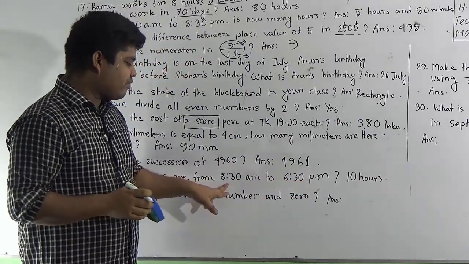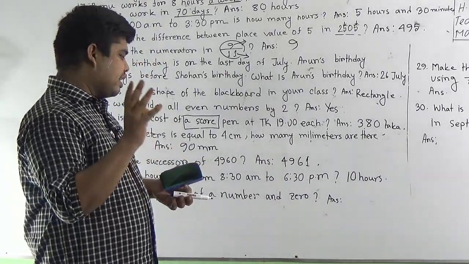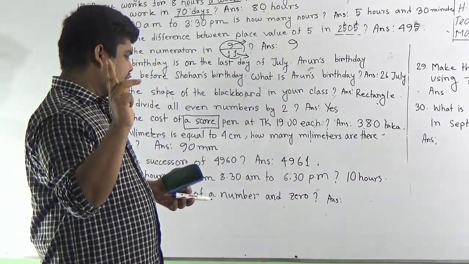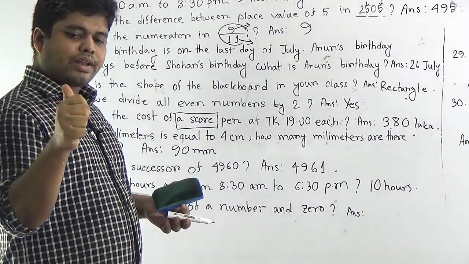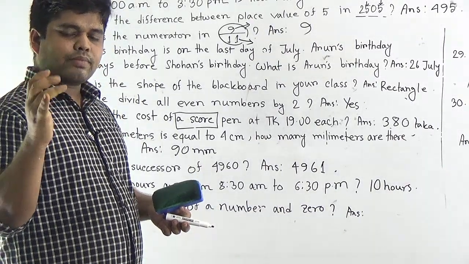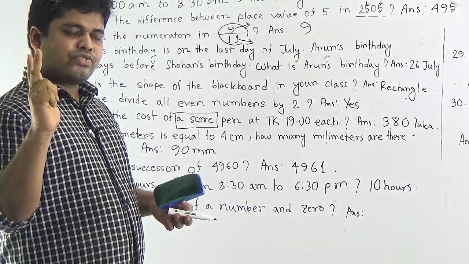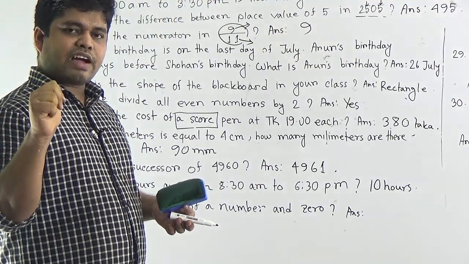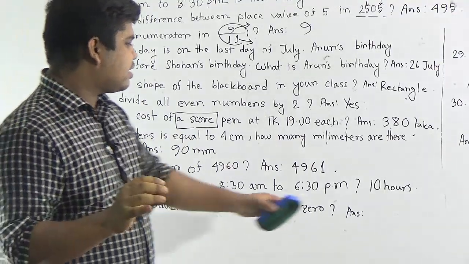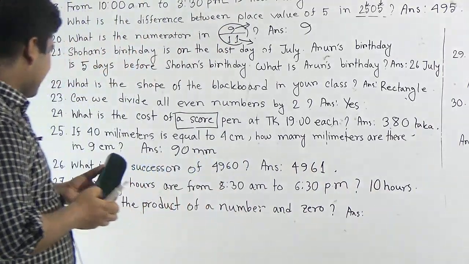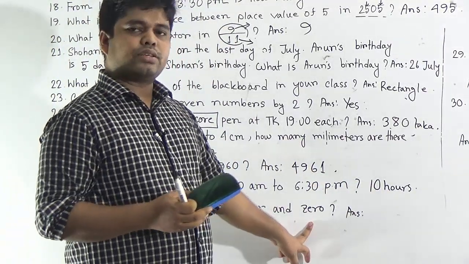So count first. 8:30 to 6:30, how many hours? 8:30, 9:30, 10:30, 11:30, 12:30, then 1:30, again 2:30, 3:30, 4:30, 5:30 and 6:30. So 10 hours. Okay. Next, what is the product of a number and 0?